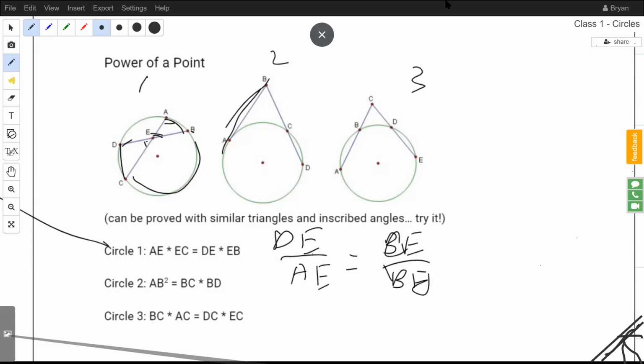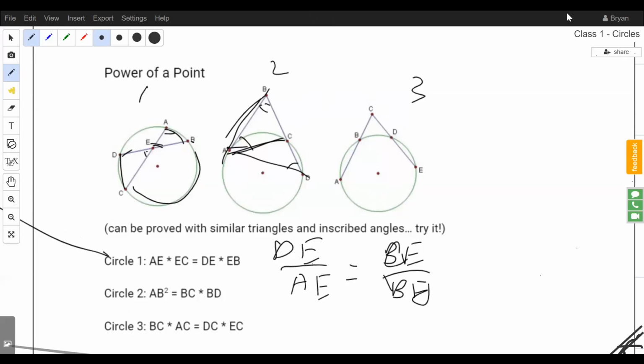For circle 2, we just connect AC and AD like so, and then you realize that since AB is tangent, we have that this angle is equal to the inscribed angle right here, and then from there triangle ABC and triangle DBA both share angle B, and their angles D and A are the same. They're similar as well.